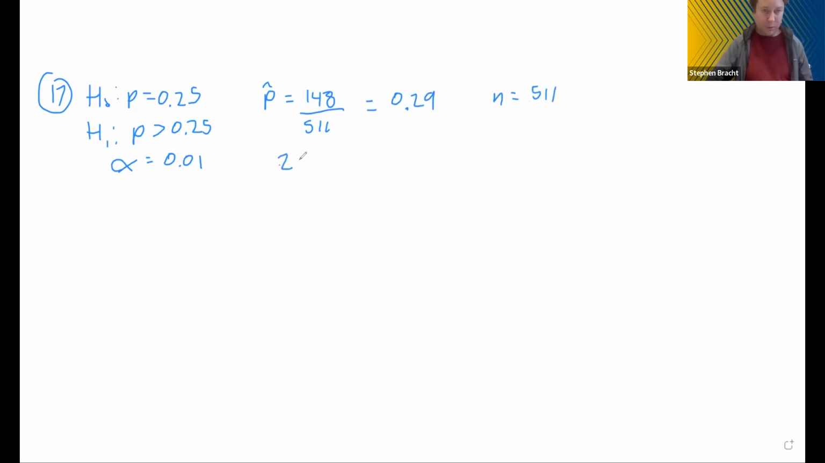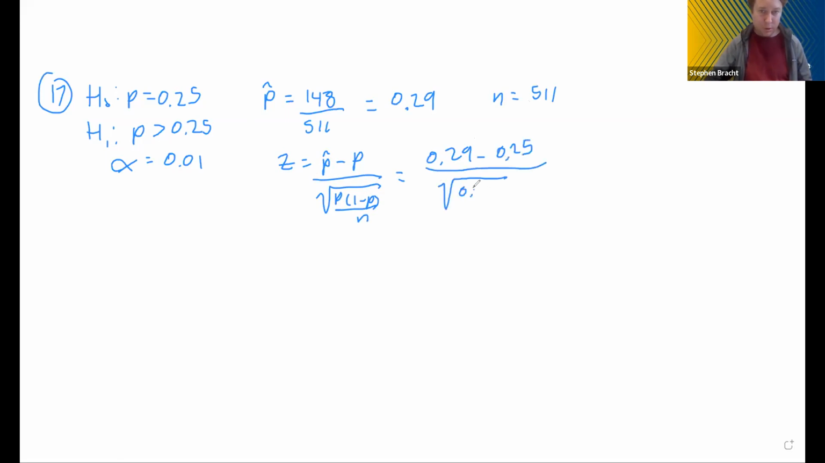My test statistic will be a z-value given by p hat minus p over the square root of p times 1 minus p over n. P hat is 0.29. For p, I plug in 0.25. Right, square root of 0.25, 1 minus 0.25 over 511. And that works out to be 2.07.